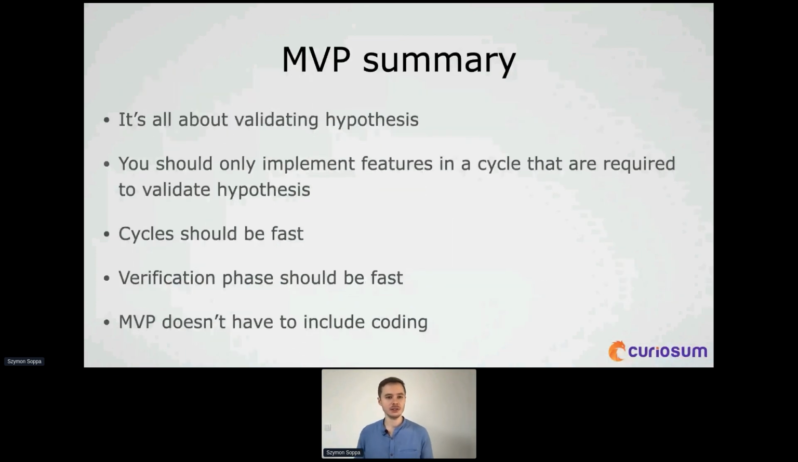So if I summarize the MVP here, it's all about validating hypotheses. You should not implement features in a cycle that are not required to validate hypotheses, because it's all about doing it as fast as possible. And cycles should be fast. Verification phase should be fast. So it's not only about creating this product in a cycle very fast. It's also about doing the verification part very fast, because you want to get into the next cycle as soon as possible.